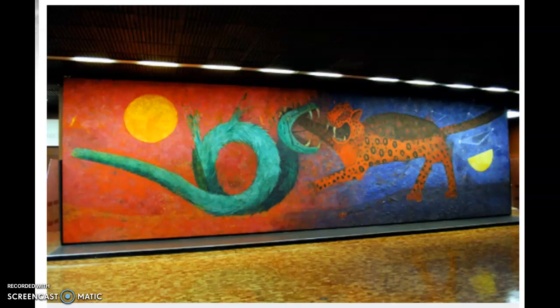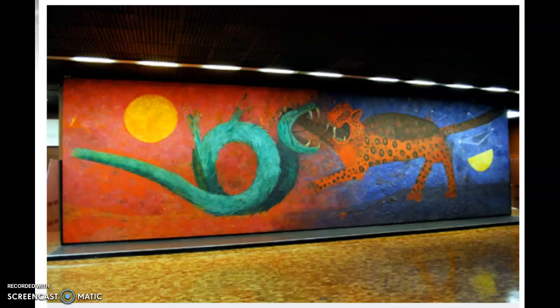The painting is divided into two opposite parts. It consists of the cosmic struggle of good and evil, day and night, the serpent versus the jaguar. The duality is the struggle of opposites, symbolically and chromatically. On one side, the sun is rising, and on the other, the moon is falling. There's presence of the warm red on the side with the serpent versus the cool blue on the side of the jaguar.